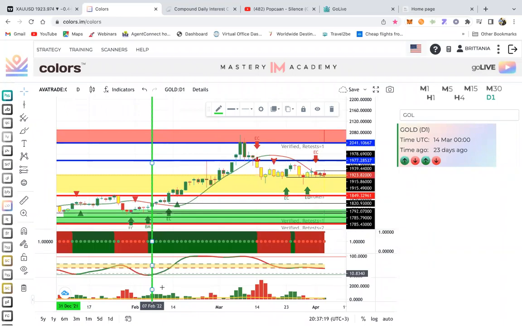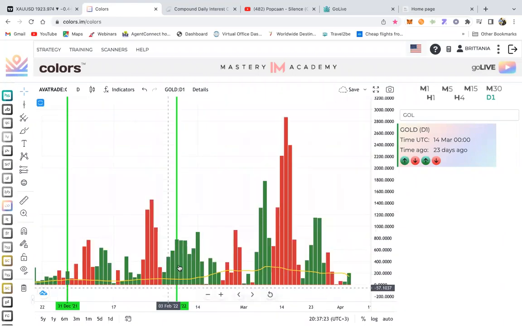And then, like I said, this down here is for your volume, right? Once you see green volume, it means that buyers are in the market. Once you see red, it means that sellers are in the market. You wouldn't get into a trade for a buy if it's selling or if it's retracing, right? You wait for it to set up, right?